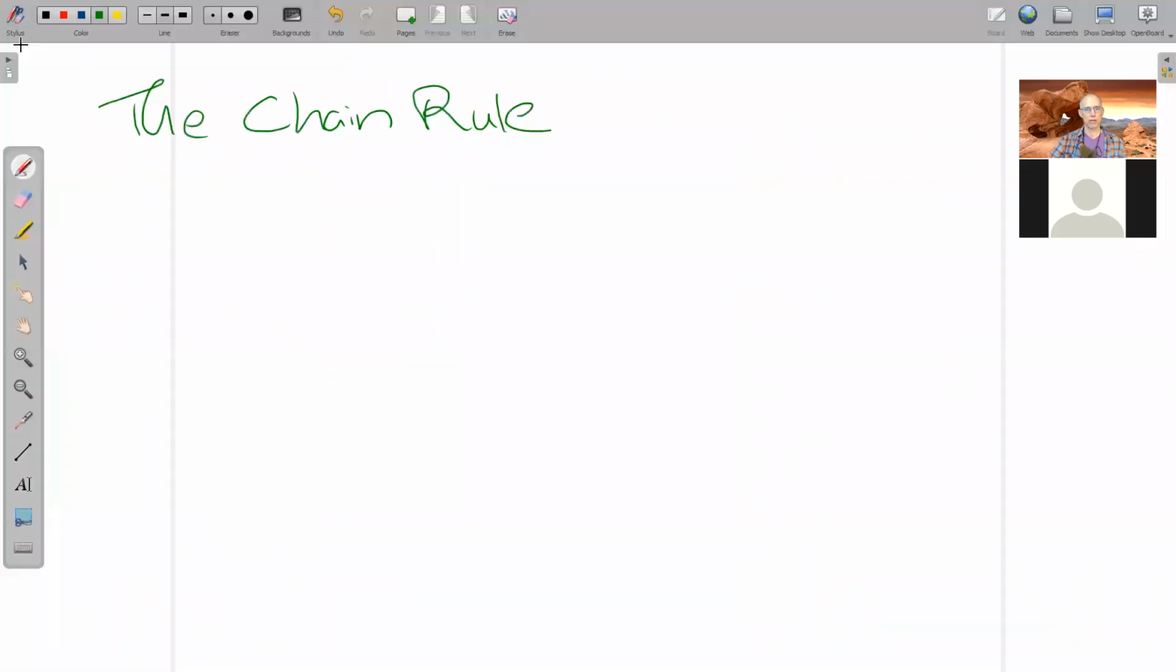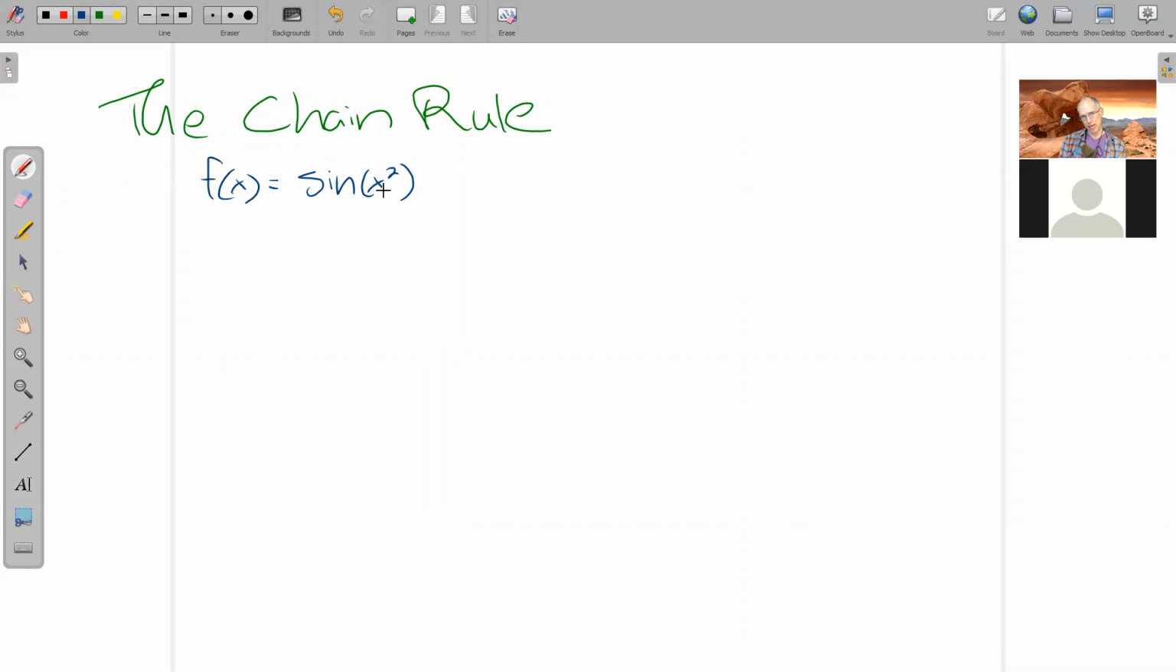Today we're looking at the chain rule, and I started an example of it last class, so I'm just going to start over there. Actually, let's look at a slightly more complicated example. I'm going to take the sine of x squared, and I want to know its derivative. So this is my f of x here.